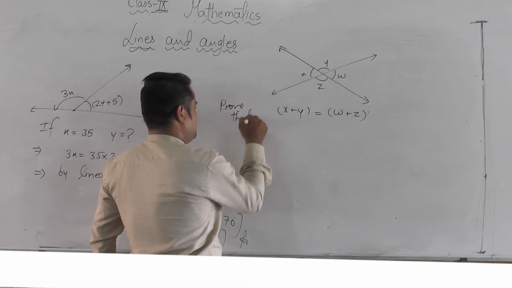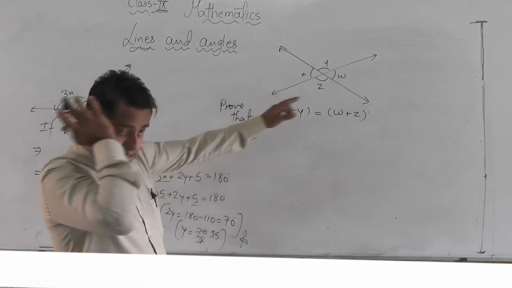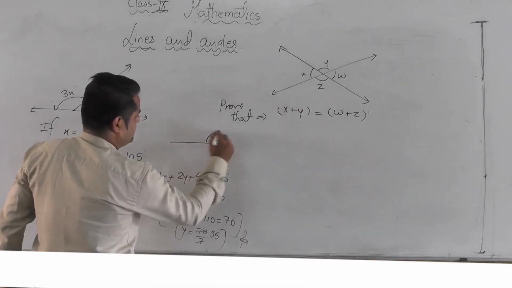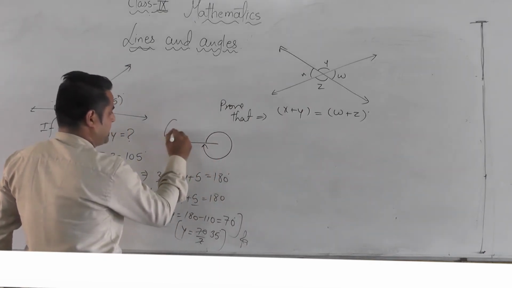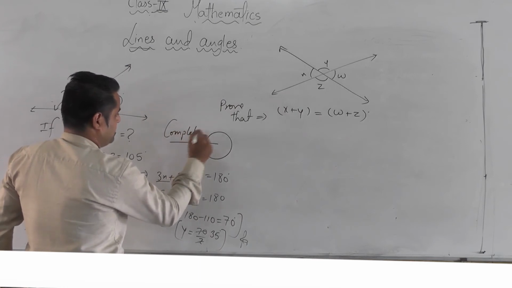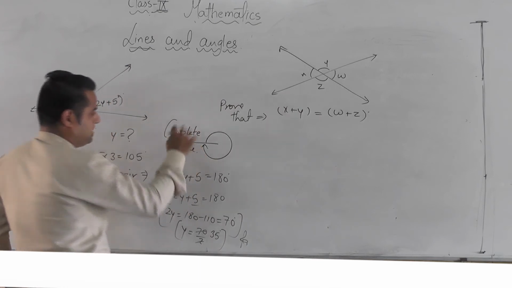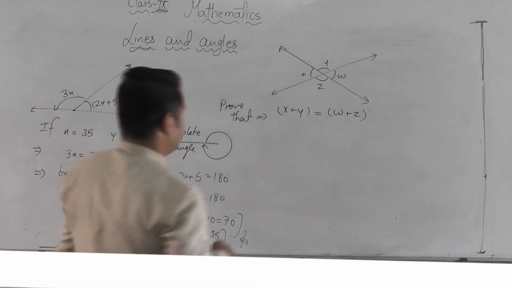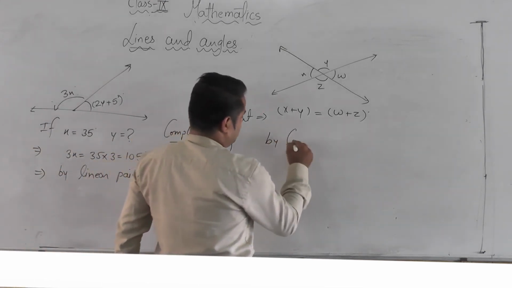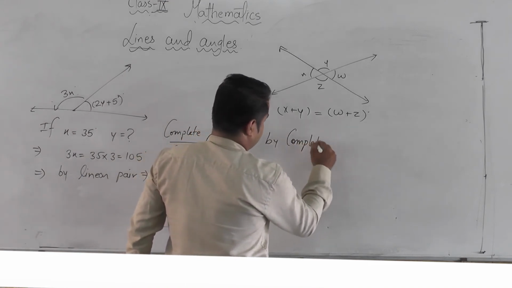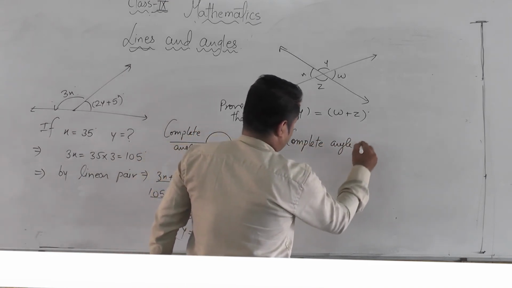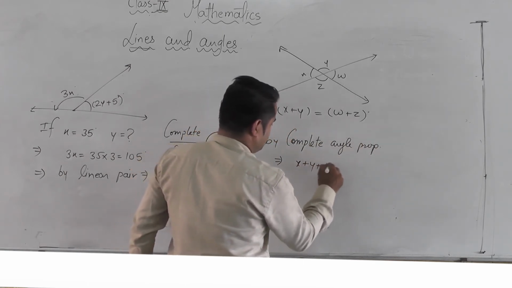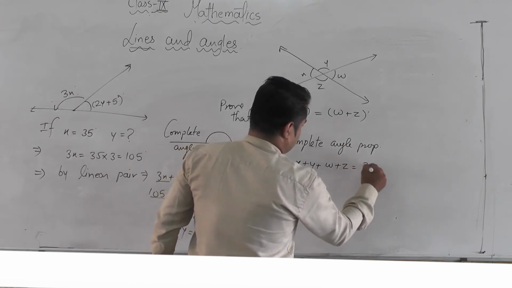Now what property will apply here? The angle of 360 is called the complete angle property, because in a complete angle, the sum of all angles is equal to 360 degrees. So here we can apply that property. So by the complete angle property, x plus y plus w plus z is equal to 360.